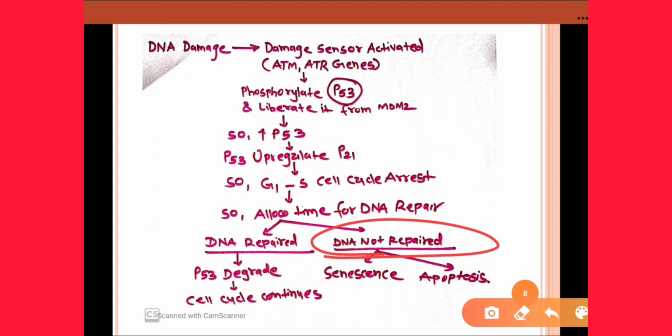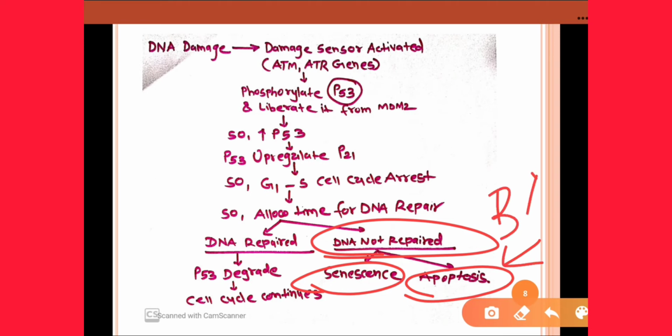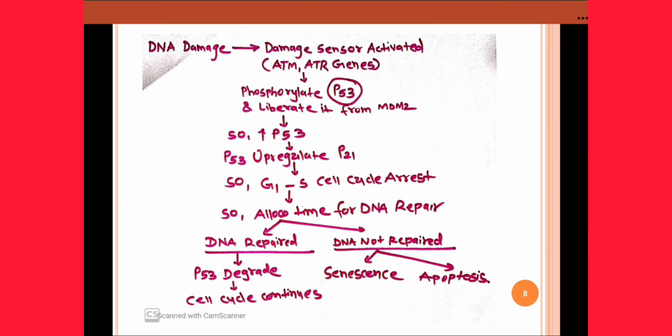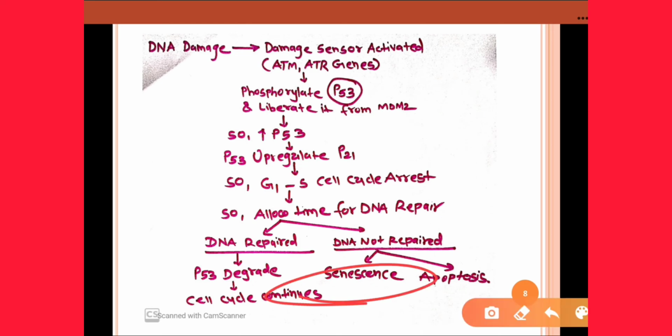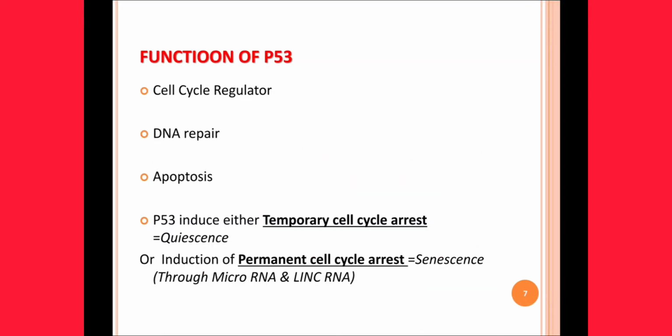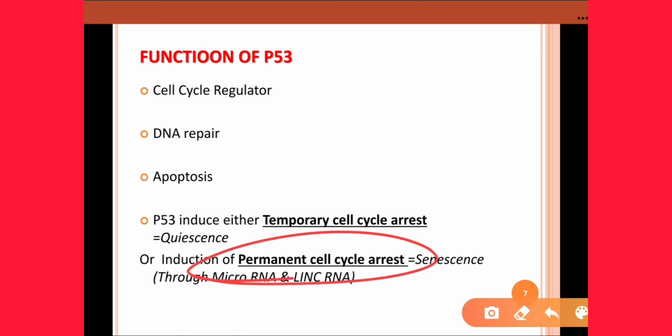So at that time what happens? Suppose your DNA is not repaired, then the cell will undergo either apoptosis or senescence, right? The apoptosis is because of activation of the Bax gene, that is a pro-apoptotic protein, or the Puma gene. These are the pro-apoptotic proteins, right? Or it will undergo senescence because DNA cannot get repaired. Senescence means permanent cell cycle arrest that is carried out by microRNA.